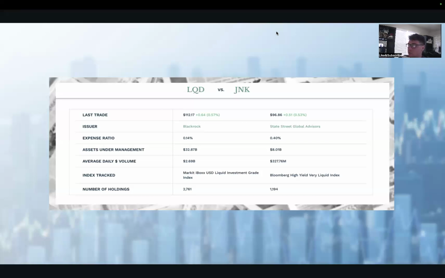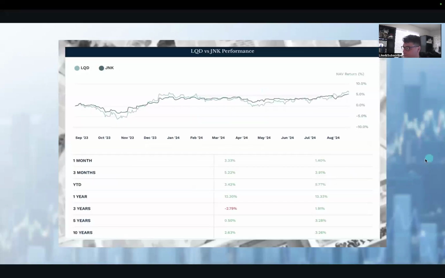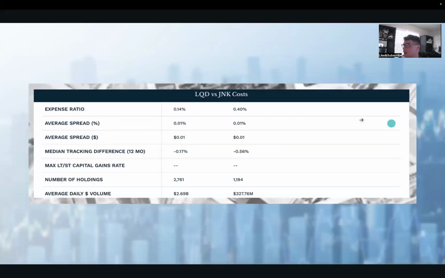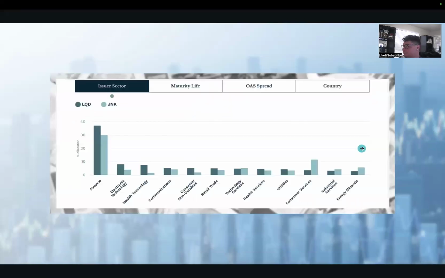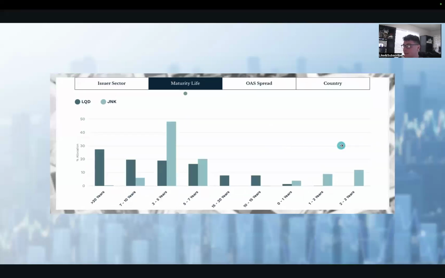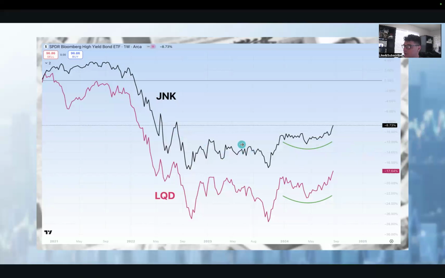Now, we'll go ahead and go over the basics of what LQD and JNK are. We'll take a look at their performance, and then we'll break down the costs associated with them. There are differences in things like the expense ratio. We'll take a look at some of the top holdings. And then we'll go over some more of the differences between them when it comes to the different sectors and the maturity life. You'll see that there are some big differences in a couple areas between LQD and JNK.